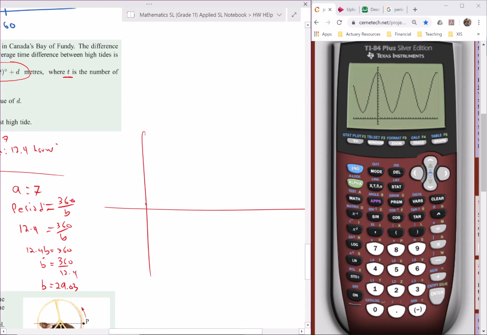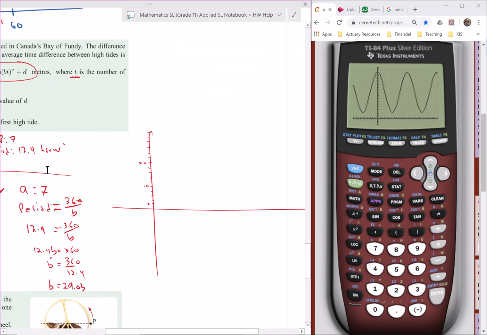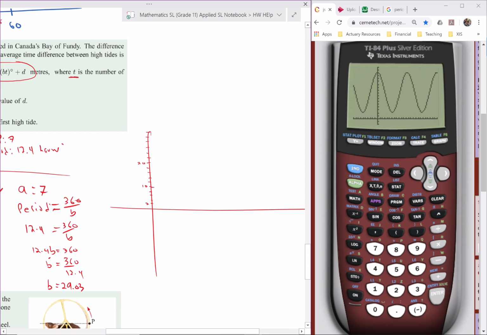So let's say 1, 2, 3, 4, 5, 6, 7, 8, 9, 10, 11, 12, 13, 14, 15, 16. Ooh. That was a bad idea. Let's not do that. Let's count by 2s. 2, 4, 6, 8, 10, 12, 14, 16, 18, 20. The midline occurs at 9.2. So 9.2 is going to be somewhere in here. I'm going to go ahead and draw it. All right, this is the line y equals 9.2.